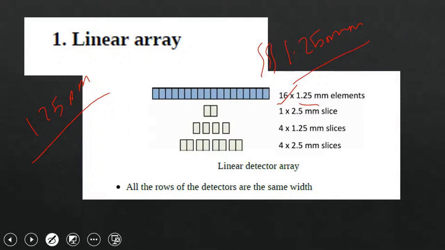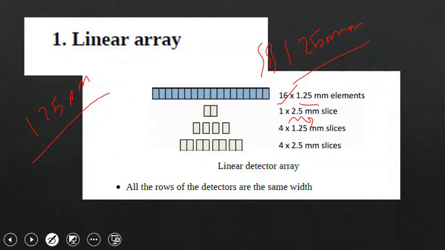But if I say now, for example, that I want to obtain a 2.5 millimeter slice, I will use 2 detectors, each with a width of 1.25 millimeters. So these 2 will effectively act as 1 for the 2.5 millimeter slice, as if they are 1 in 2.5 millimeters, which are 2 rows of detectors.